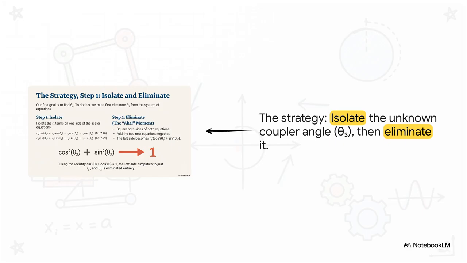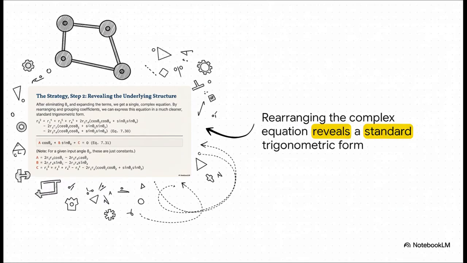When we do this, the left side of our equation simplifies like a dream, and bam! Just like that, theta 3 completely vanishes. It's a brilliant piece of algebraic jujitsu. So with theta 3 gone, we're left with this beast of an equation that only has our target, theta 4, in it. And at first glance, it looks like an absolute mess.